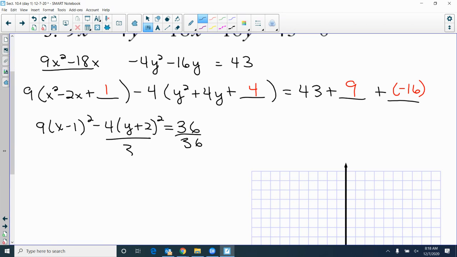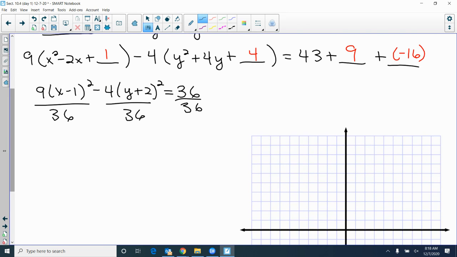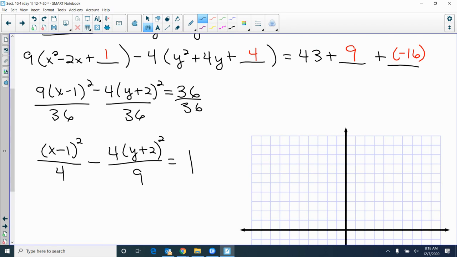Divide by 36. We're not done till we get, and I don't want any coefficient in front of the numerator. So it's (x - 1)^2. 9 over 36 reduces to 1 over 4, minus (y + 2)^2 over 9 equals 1. All right, so now we have it where we need it.